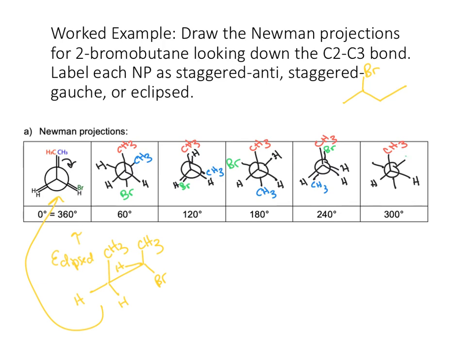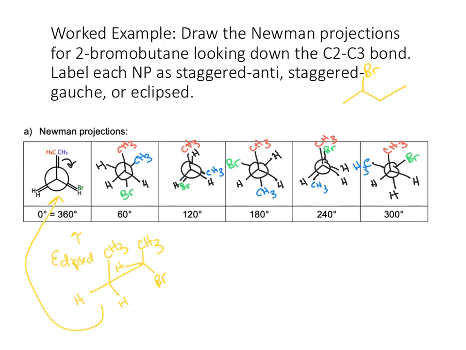And here the bromine will now be over on the right. The methyl will be on the left, and the hydrogen is here. So now we have all of the Newman projections drawn. So we want to label each as staggered anti, gauche, or eclipsed.